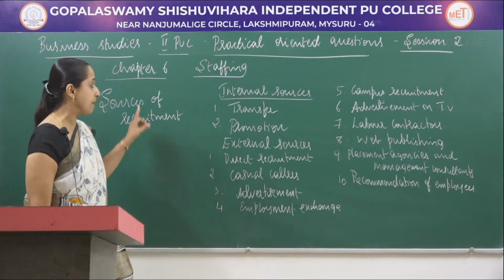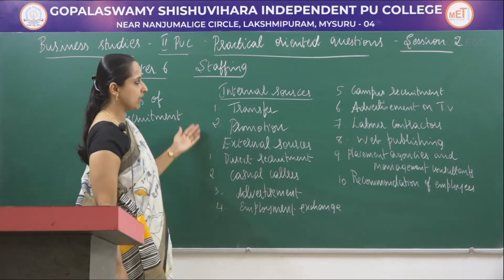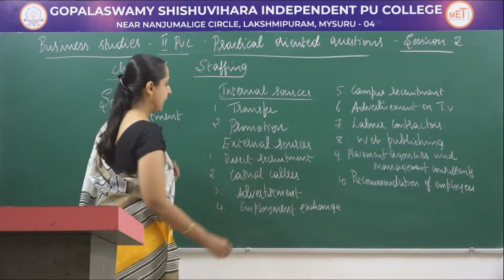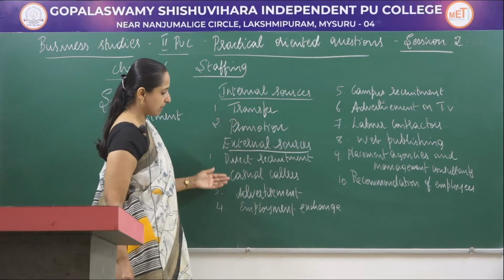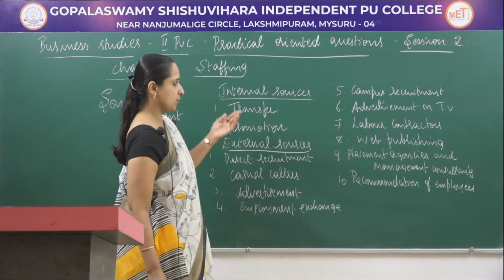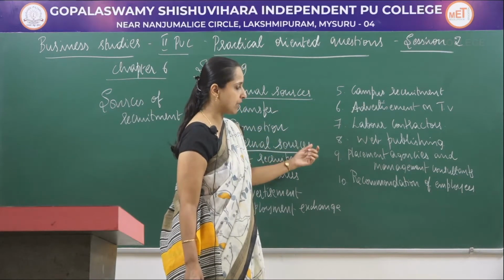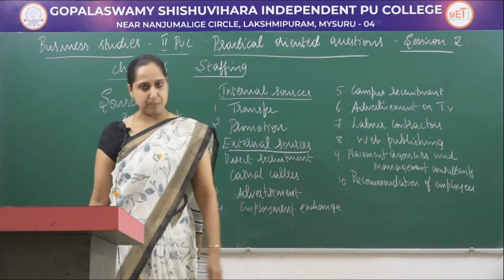So this comes from chapter 6, it is staffing, for 5 marks. So these are the various internal sources and external sources of recruitment. Transfer, promotion, and this is external source. You have direct recruitment, casual callers, advertisement, employment exchange, campus recruitment, advertisement on television, labor contractors, web publishing, placement agencies and management consultants, and recommendation of employees.